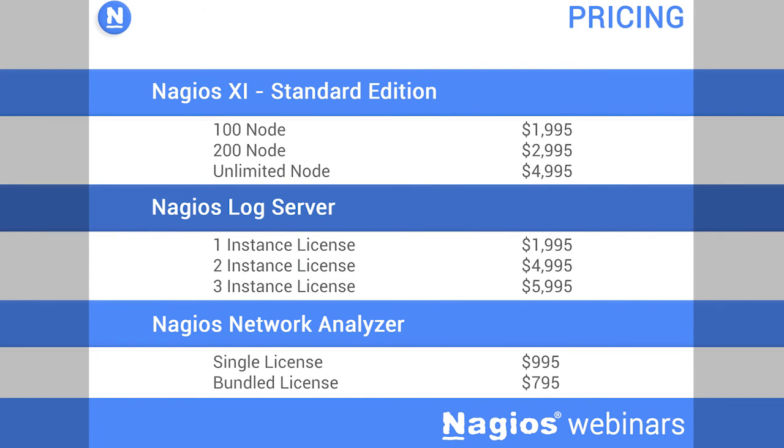Real quick, I just wanted to talk a little bit about pricing and support options and the free trials. So just real quickly, XI would be licensed based on the number of nodes, so the number of hosts, basically anything with an IP or URL that you're going to be monitoring. And so we've got the 100 node for $19.95 up to the unlimited node for $49.95.